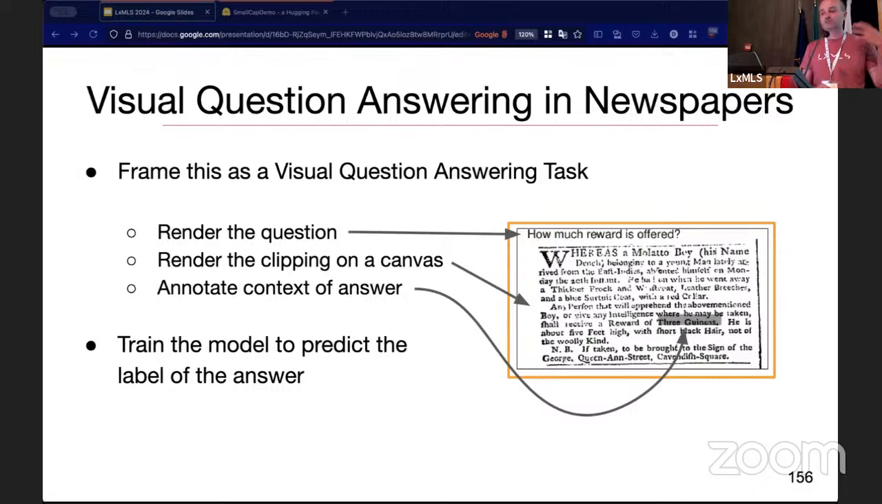So we render the question we want asked into the image. For example, how much reward is offered? And then we render the newspaper clipping into the canvas. And for some of the data, we have information about where the answer can be found. And we train the model to predict this as a visual question answering problem.